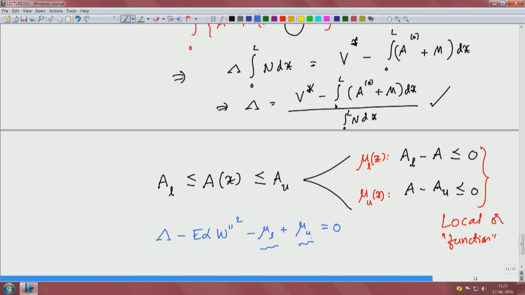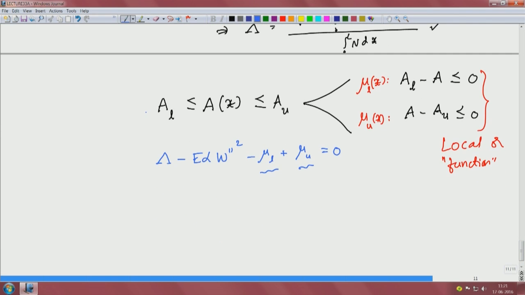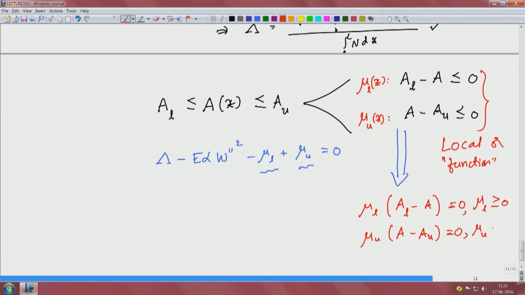When do they come? Because we also have complementarity conditions that come from these constraints, right. That is, we will have mu_L times (A_L minus A) equal to 0. Since they are less than or equal to, we want mu_L to be greater than or equal to 0, and then mu_U times (A minus A_U) equal to 0, and hence we get mu_U is greater than or equal to 0. That is, these two functions that we have here can only be non-negative, they cannot be negative. That is what these things illustrate.